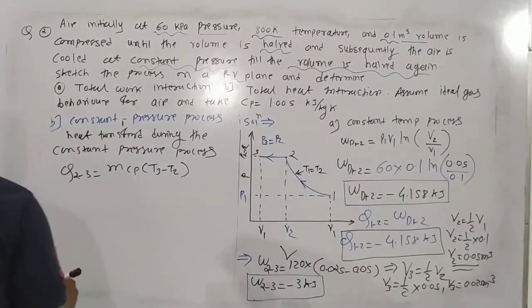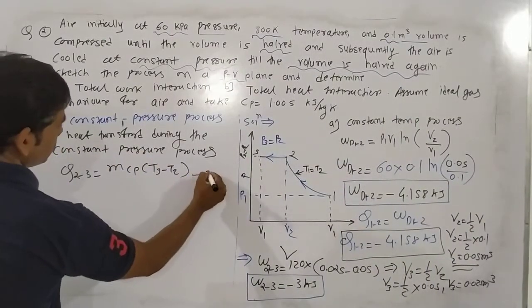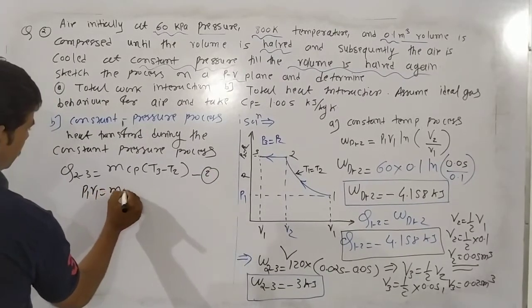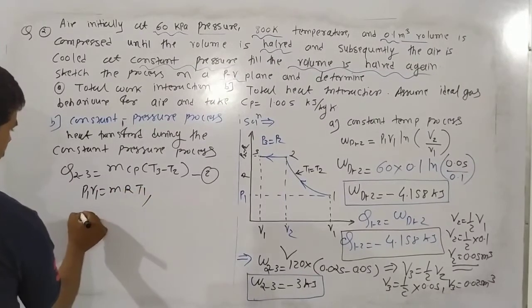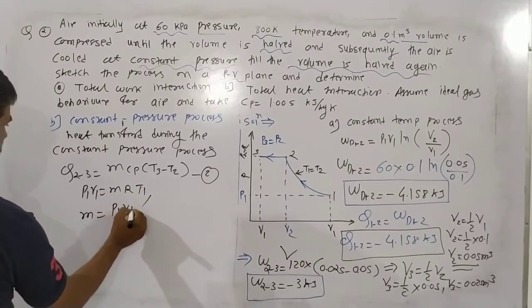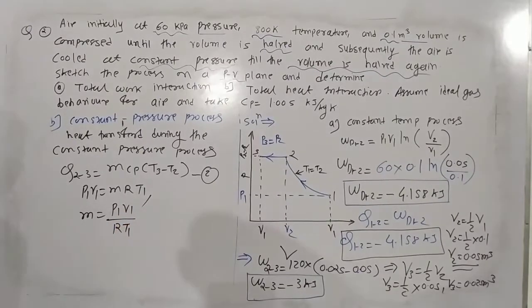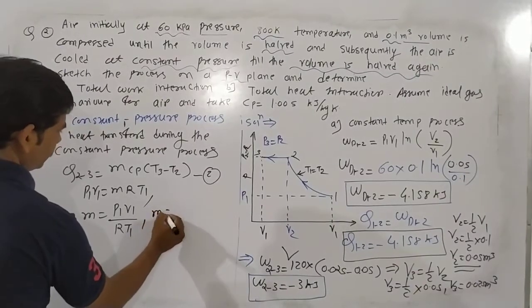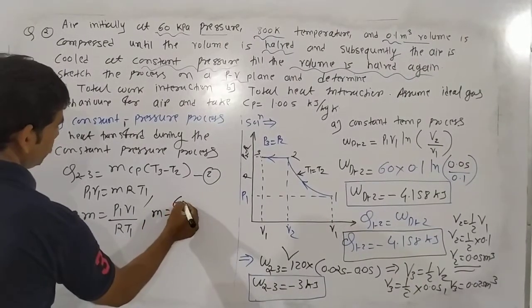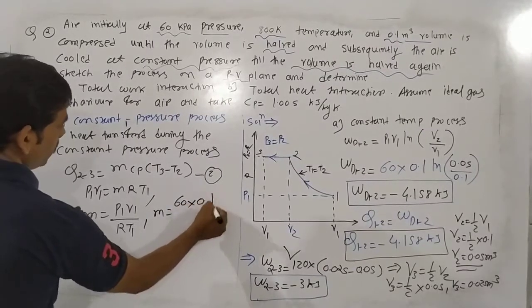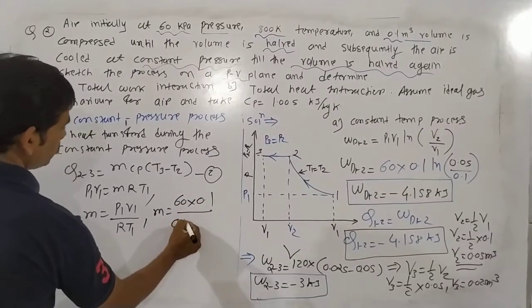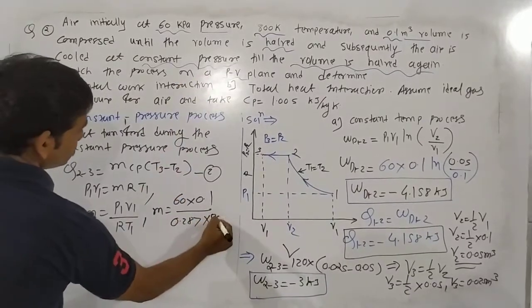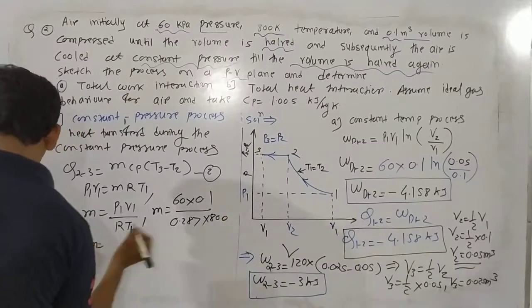So how to determine these? First we determine the value of m, suppose equation number 2. How to determine m? By the ideal gas equation, P1 V1 is equal to m R T1. So you just put the values. m is equal to P1 V1 upon R T1, guys. Yes or no? Yes. After putting all the values, P1 is 60 kilopascal, V1 is 0.1, R is given 0.287, and initial temperature is 800 kelvins. So what is the value of m?